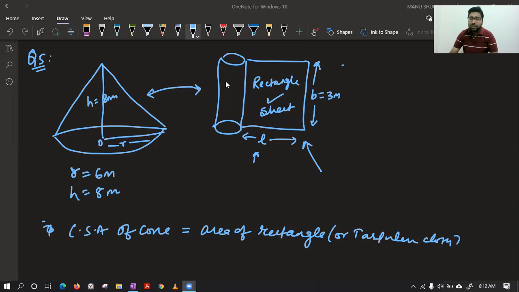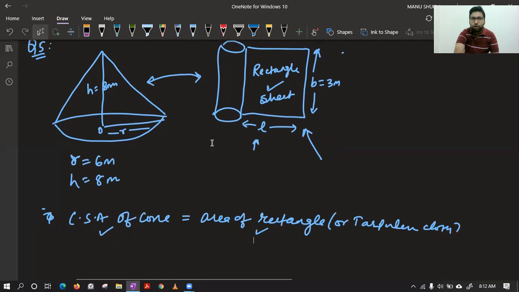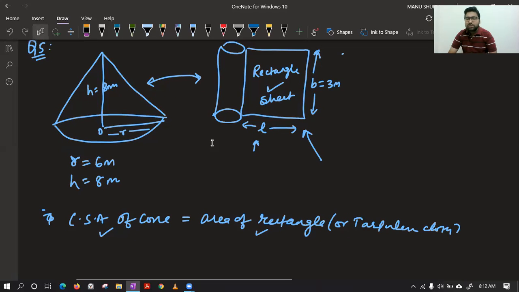Now we will utilize it. First we try to find the components. What is curved surface area? And then we'll try to find this area. So class, for curved surface area, what is the formula? How can we derive this equation? Moksh, we can get this equation by comparing.